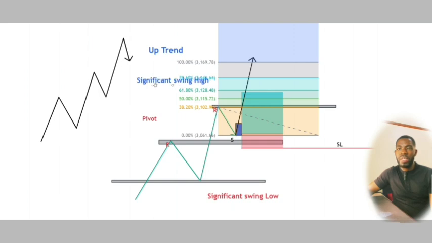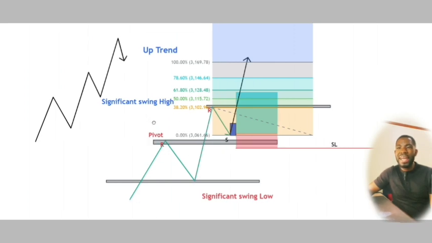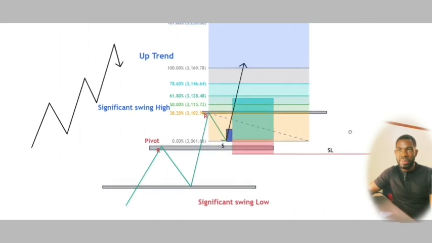Drag to the right. This was our pivot area. Pivot area is where both resistance and support is. Okay, that's our pivot area. So now this is how you draw your Fibonacci extension. Again, let me repeat that.